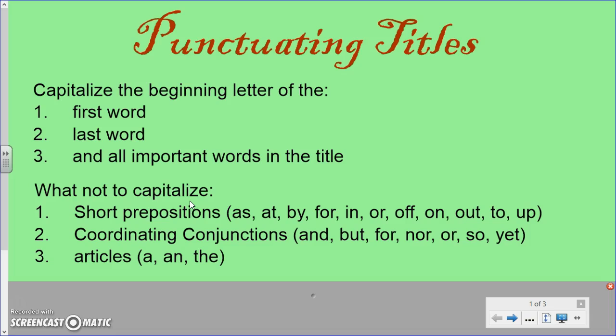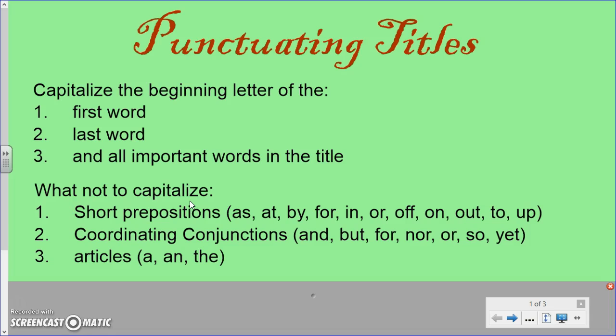So we look at short prepositions. There is a list of them here. This is not the only list. Almost any preposition can be added to this list. These are just the more popular ones that we use on a regular basis. Then we have coordinating conjunctions. These are conjunctions that help pull things together and link things. They coordinate things. There are only 7 of them, so this list is actually complete.